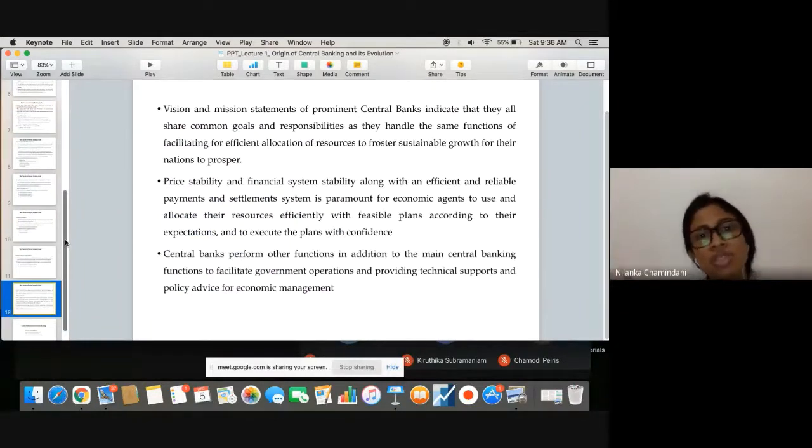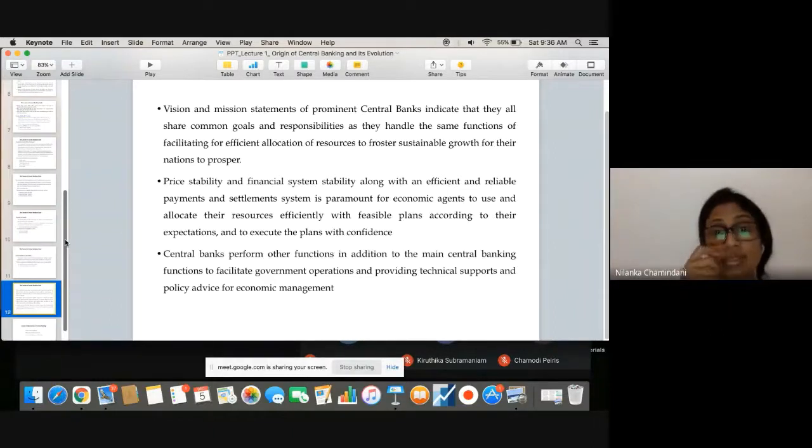So by going through the mission and vision statements of several central banks, we can see there are some common goals and responsibilities, right. And here, we saw that almost all the central banks are focusing on price stability, right. Other than that, some banks mentioned the financial system stability, and some focused on the payment and settlement system, its security and also efficiency.